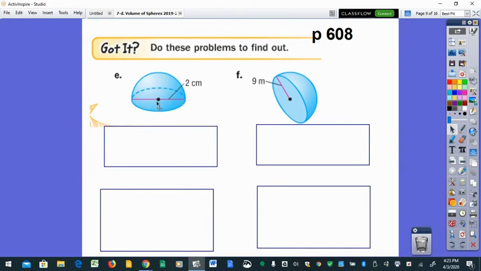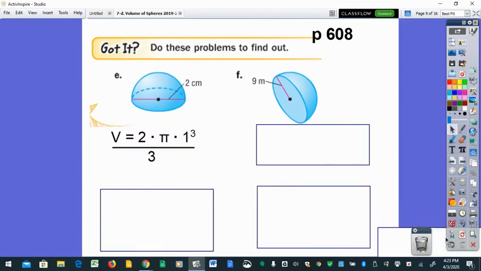Okay, let's take a look at E. This hemisphere has a diameter of 2. I know the arrow is pointing to here, but when you see that full red line all the way across in this book, that means that the 2 goes with the diameter. So unfortunately in our hemisphere formula, we need the radius. So we're going to have to cut that in half.